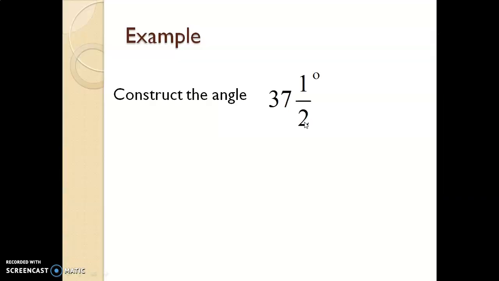Right. So next one, construct the angle of 37 and a half degree. That is your practice question. Just practice that, do it as homework, along with your exercise problems, right?